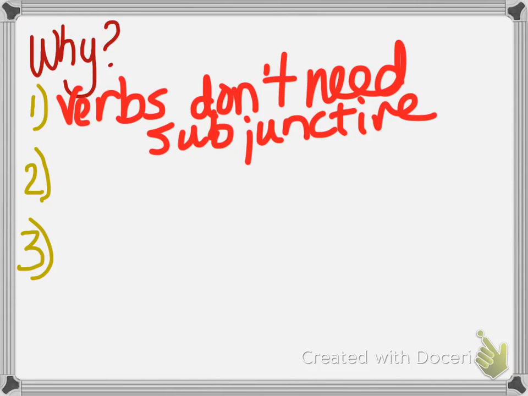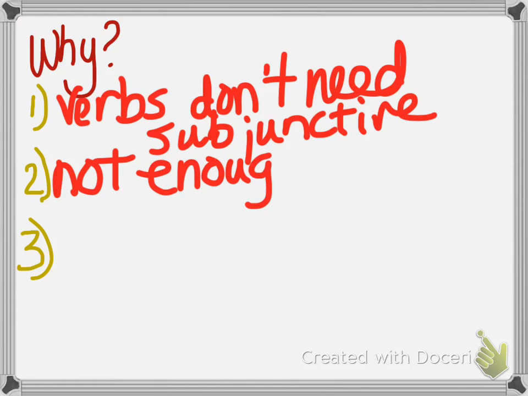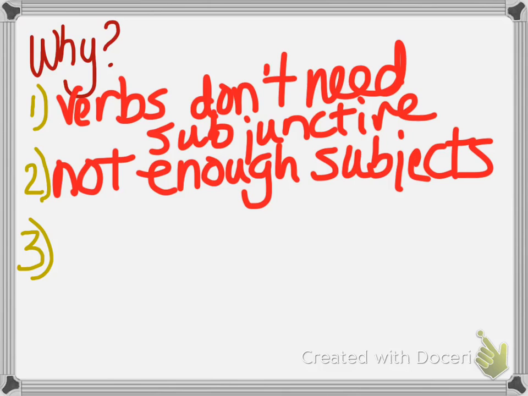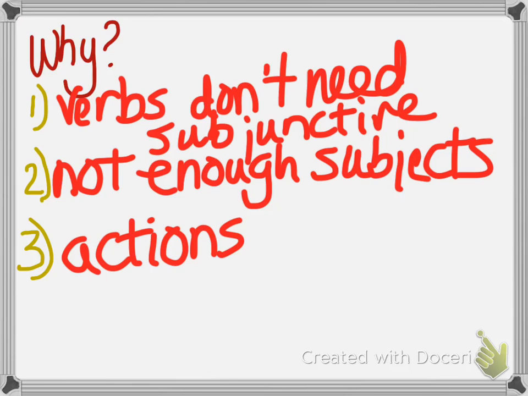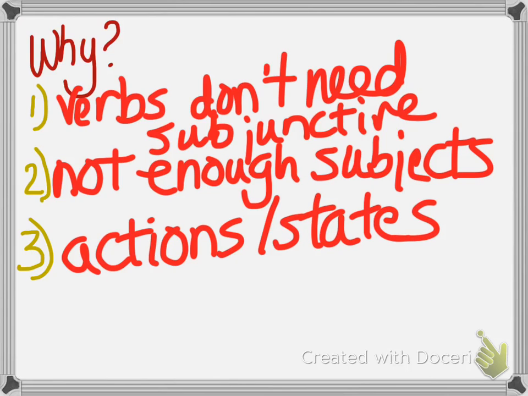So why do I need it? The verbs don't need subjunctive. It's a case of not enough subjects. Or maybe the subject is the same for a whole bunch of subsequent verbs. And this is especially true when you're talking about actions or states at some point in the future.